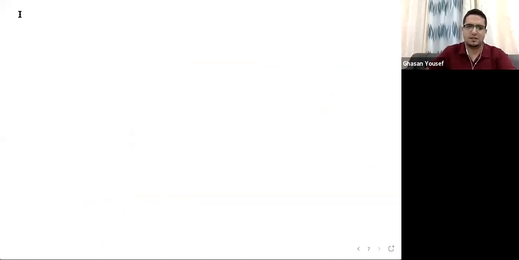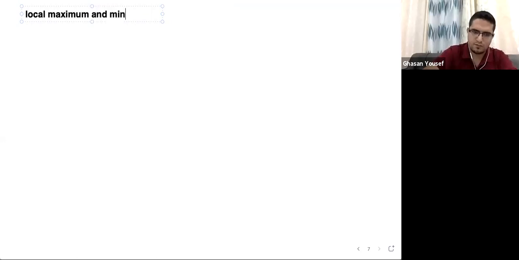The last thing for this section is the local maximum and minimum values of a function.